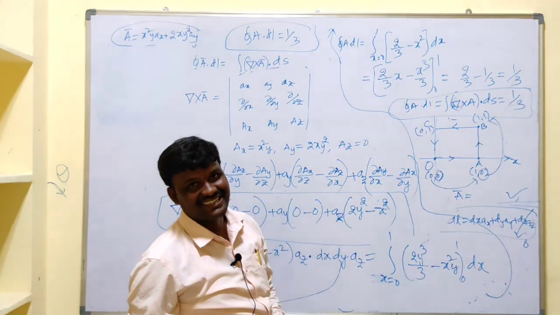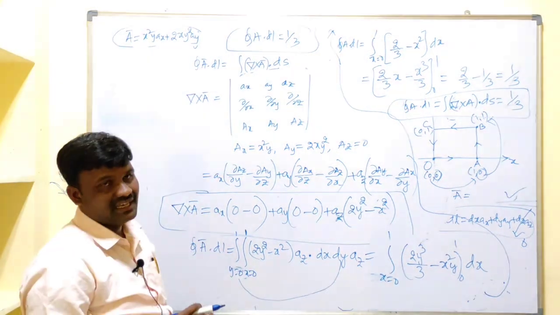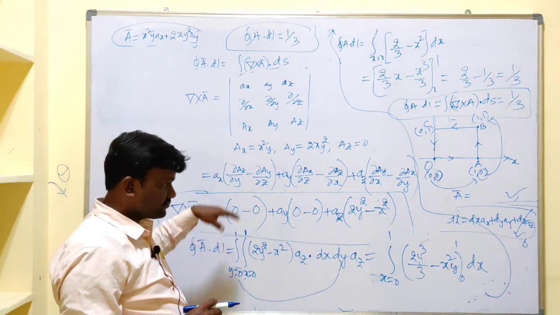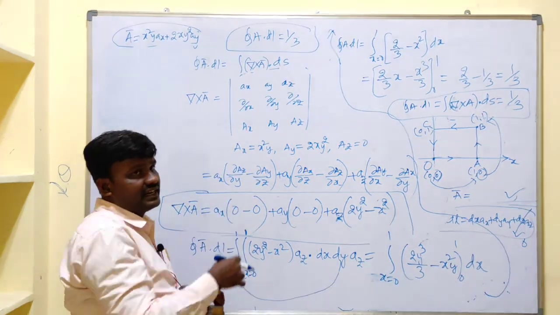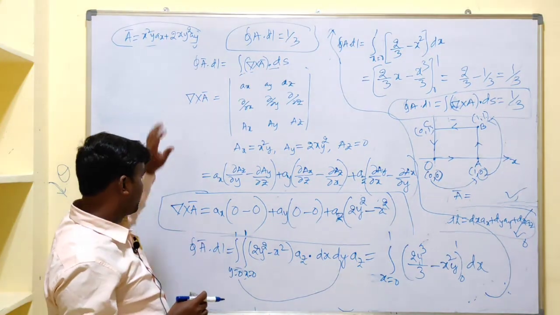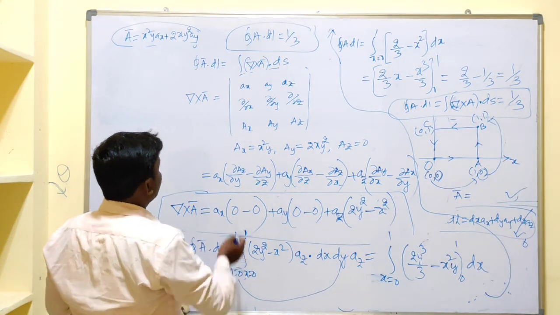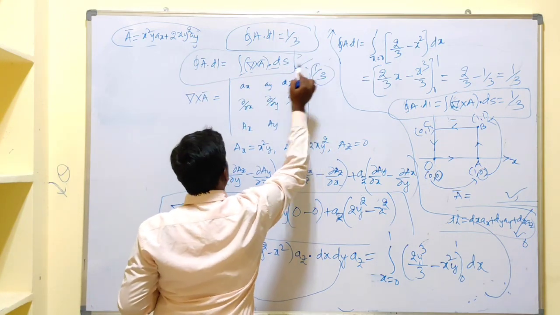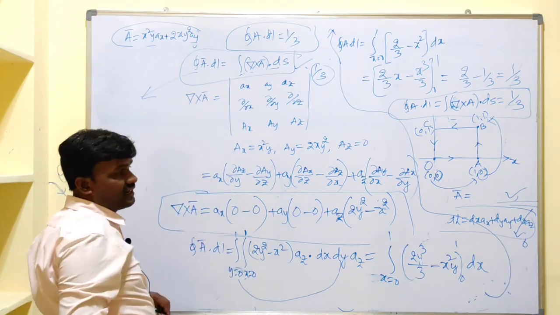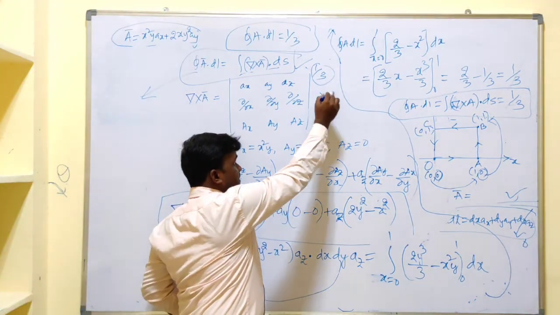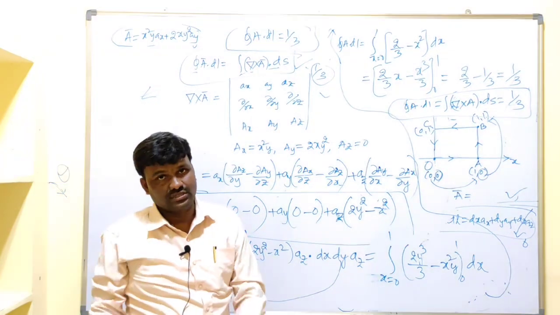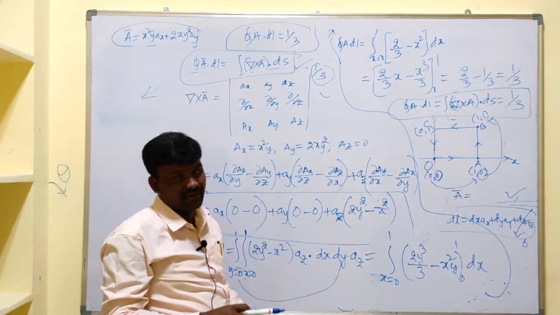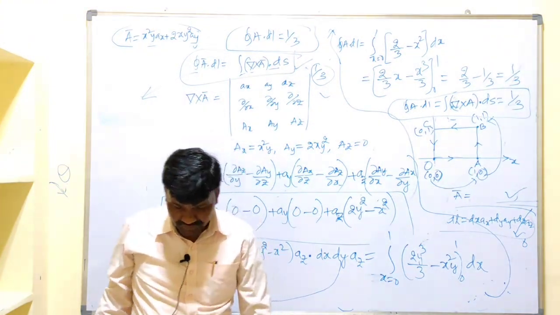This is all about the calculation of circulation of a given vector field. We can write the closed line integral as the sum of the open line integrals, or else we can apply Stokes theorem. This is the Stokes theorem. From this I got 1 by 3, or else if I split this closed line integral into open integrals, I got the same answer, that is 1 by 3. This is all about the Stokes theorem. In next class, if possible, we will solve a problem on divergence theorem. Okay? Thank you.